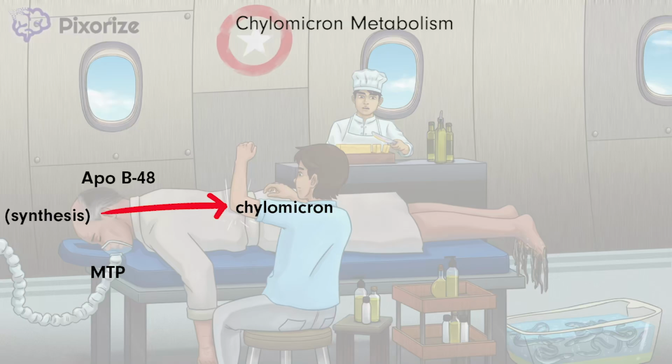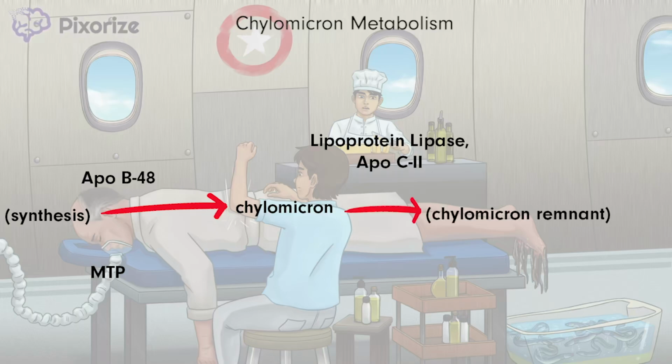Once in the circulation, ApoC2 binds to lipoprotein lipase in capillary beds. Together, they cleave and release the chylomicron's triglyceride content, which can now be delivered to the tissue. After the chylomicron's triglyceride content has been delivered, it is now termed a chylomicron remnant. The resulting remnant is then taken up by the liver via apolipoprotein E.